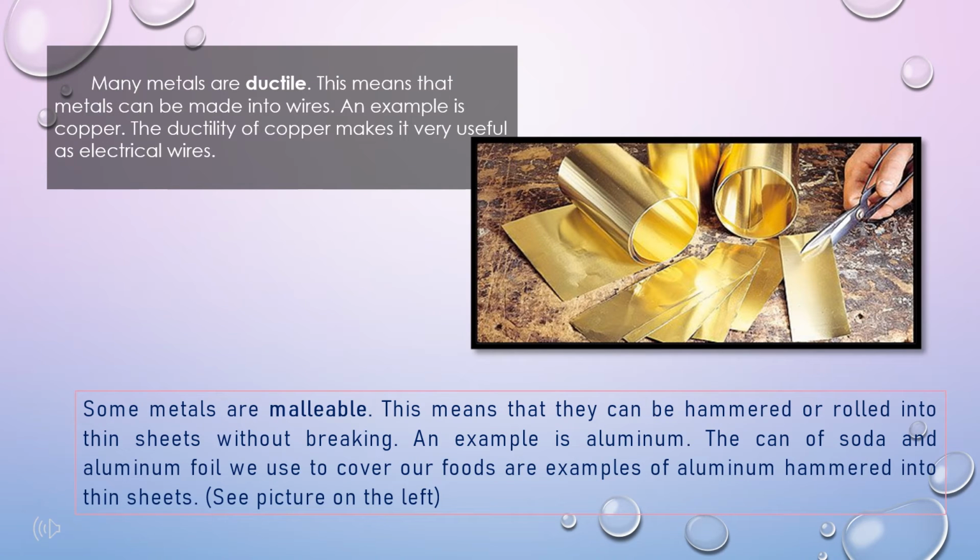The next property of metal is ductility. Many metals are ductile. This means that metals can be made into wires. Okay? An example is copper. The ductility of copper makes it very useful as electrical wires. So when we say ductility, yan yung ability ng metal na kung saan pwede siyang gawing wire. Okay, without breaking.